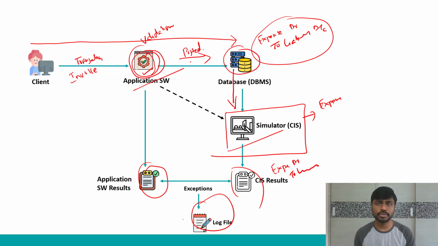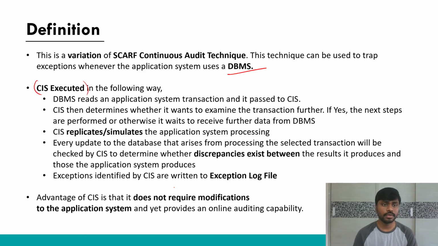As per your process, you will get one result, the CIS result, and at the same time the application will also have one result. So these two results will be compared. If there is any difference, it will be logged to the exception log file. So this is what CIS means. Now let's go back to the remaining definition, then let's see if you still have any doubts. So this is the section now.